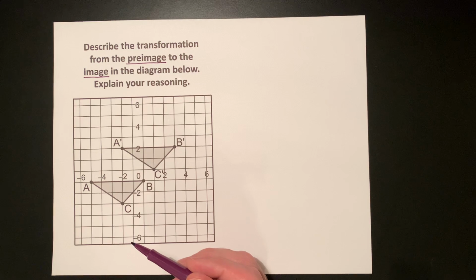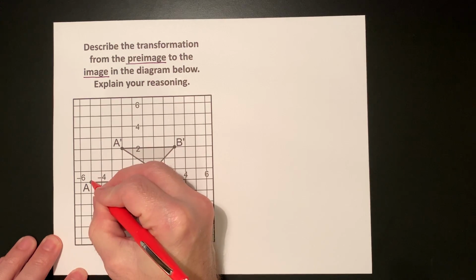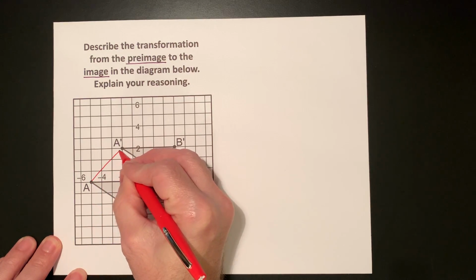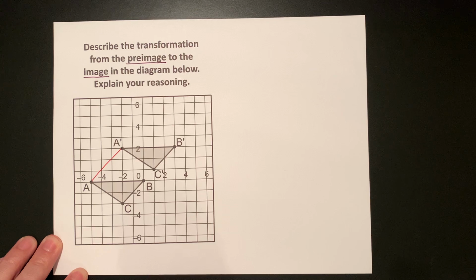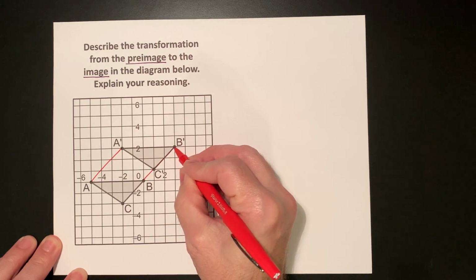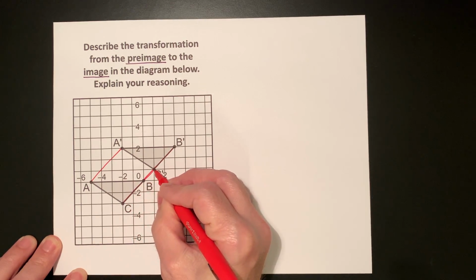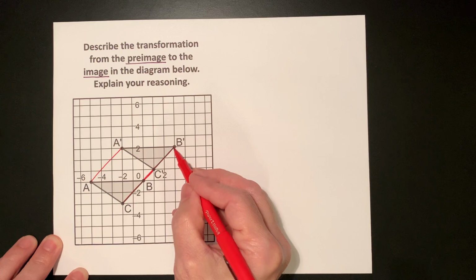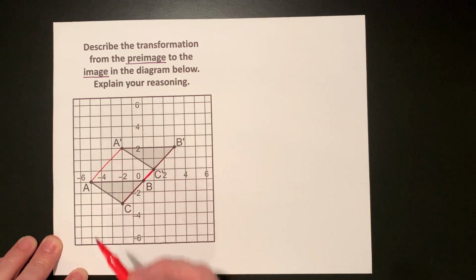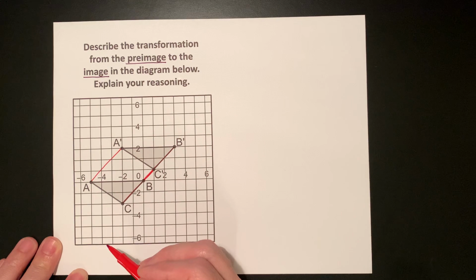First of all, let's look at the direction that each of the points moved. Point A has moved to A prime in that direction. B has moved to B prime in this direction, and C has moved to C prime in that direction. You can see that the movement of these points is parallel. All of the points have moved in a parallel way.